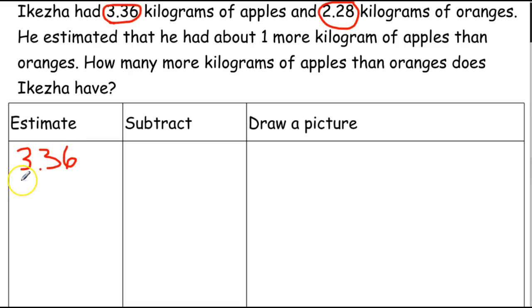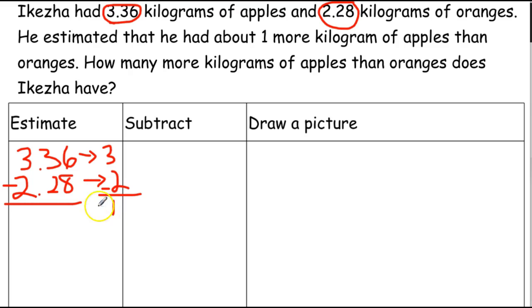So if I have 3 and 36 hundredths and I'm subtracting 2 and 28 hundredths, then that tells me that I'm estimating first. So first of all, I have to round my numbers. 3 and 36 hundredths rounded to the nearest whole number would be 3, and 2 and 28 hundredths rounded to the nearest whole number would be 2. And this is an easy as pie problem. 3 minus 2 would equal 1.